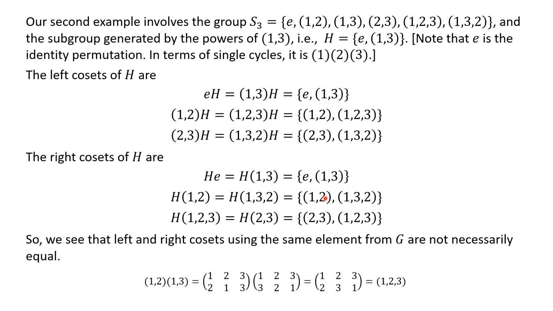So you notice here, for example, when you have (1 2) times H, you get this, and then when you have H times the cycle (1 2), you get a different coset. This doesn't equal that, and there are other discrepancies here, which I'll invite you to have a look at in detail. But the main point in doing this example was that the left and right cosets of a subgroup of a group G are not always the same. In fact, they're typically different.